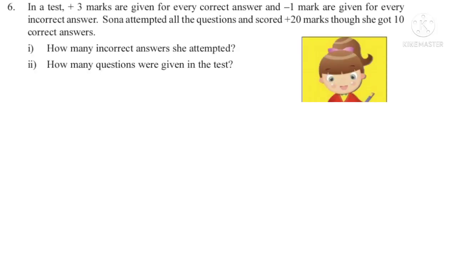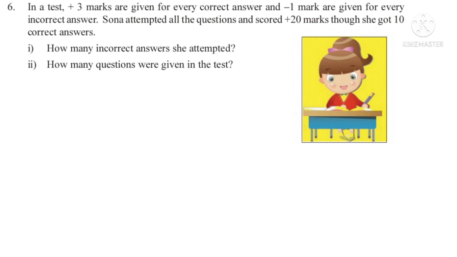Now sixth question. In a test, plus 3 marks are given for every correct answer and minus 1 mark is given for every incorrect answer. Sona attempted all the questions and scored plus 20 marks, though she got 10 correct answers. Number 1. How many incorrect answers she attempted? Number 2. How many questions were given in the test?